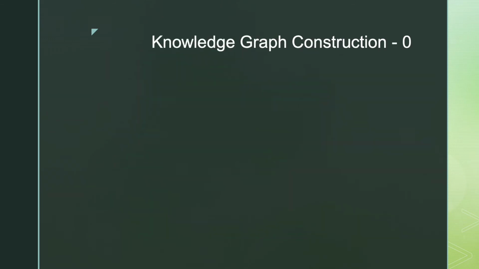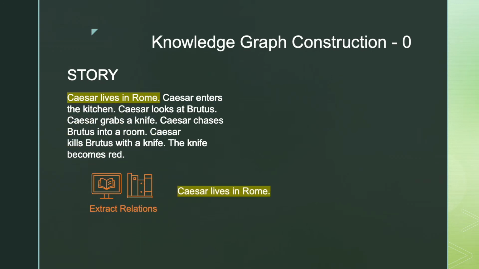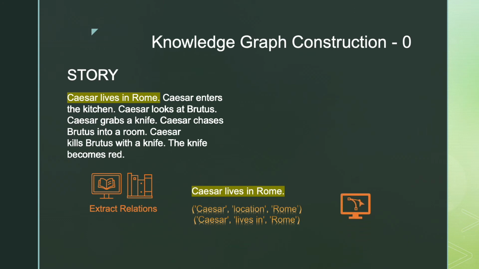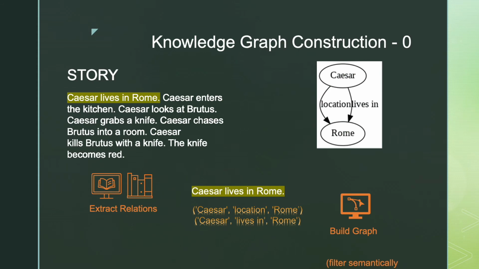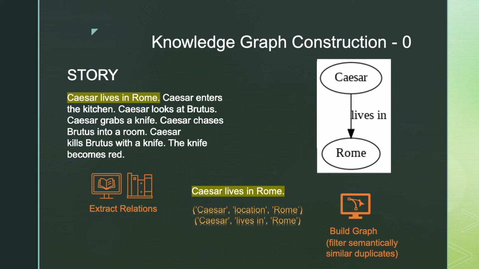Now we'll show an example. Given a story, the system will go through sentence by sentence and extract relations using VerbNet, OpenIE, and Spacy. Each relation is a subject, relation, object tuple, so the system can build a graph using relations as edges. During graph construction, duplicate relations are removed by leveraging word2vec word embeddings. Specifically, relations with word2vec similarity greater than 0.1 are considered duplicates and are filtered out.